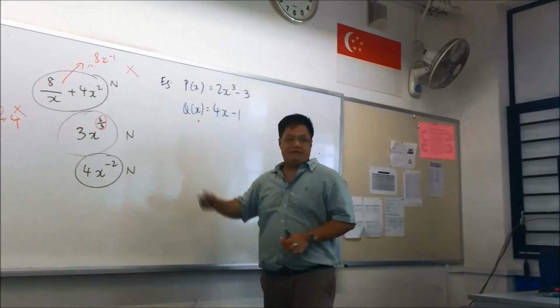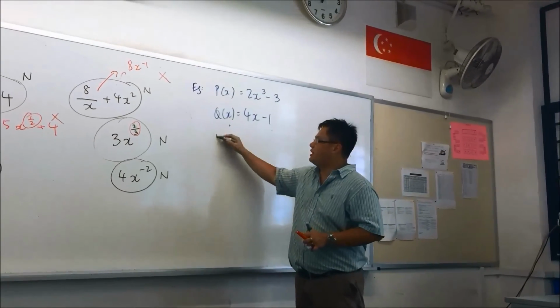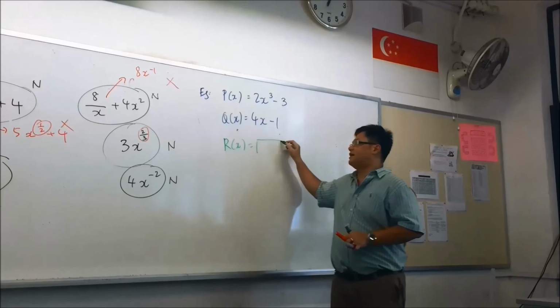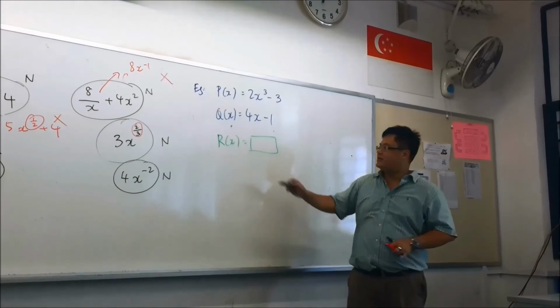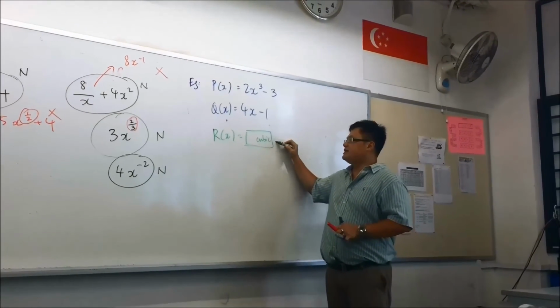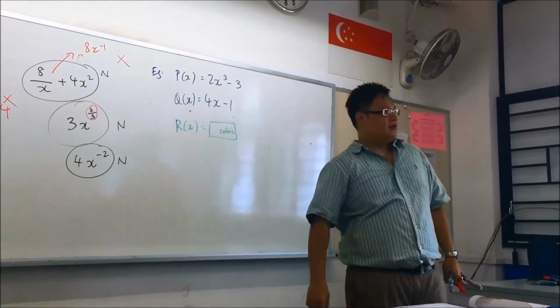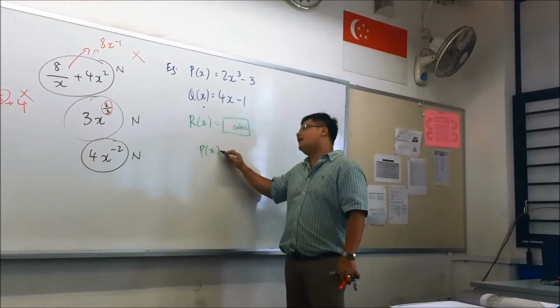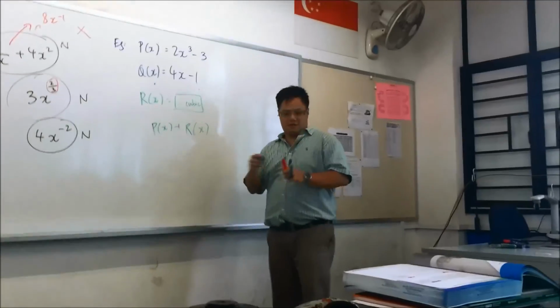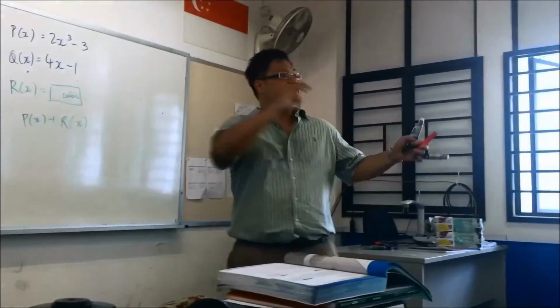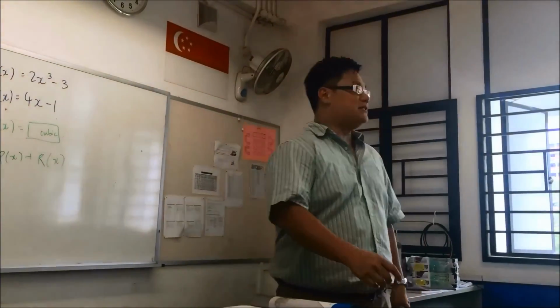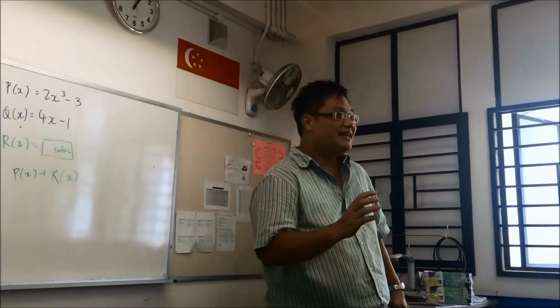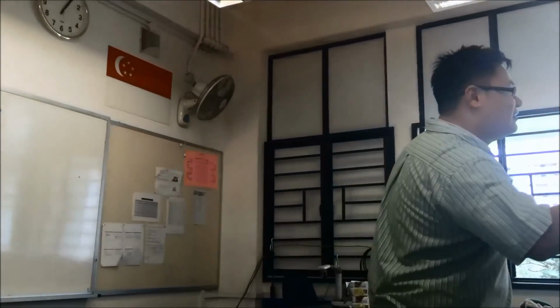So over here, if I ask you another question, let's say if I throw in r(x), I don't know what r(x) is, but let us say it is cubic in nature. Now I'm going to ask you, if I were to take p(x) plus r(x), what can be my highest power in the polynomial? It will be 3. What if I do subtraction? Must the highest power always be 3? Yes or no?